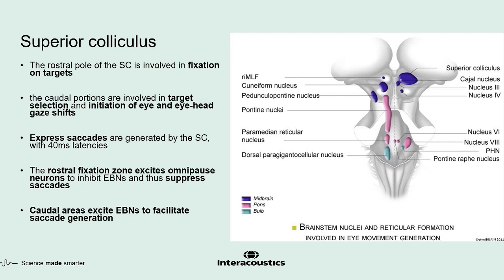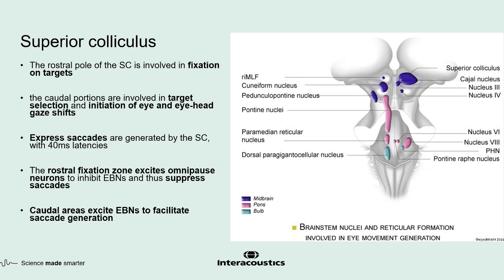Now, the superior colliculus is heavily involved in regulating omnipause activity. There are different aspects of the superior colliculus. It's a very complicated system. I'm going to try to simplify it. You can sort of break it down into two sections. There's the rostral pole of the superior colliculus, and this is involved in fixation on targets. And essentially the rostral fixation zone excites these omnipause neurons that surround the burst cells. And again, the burst cells, excitatory burst neurons, they move the eyes.